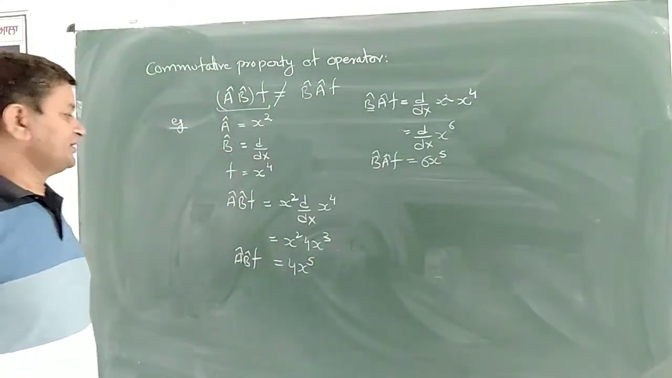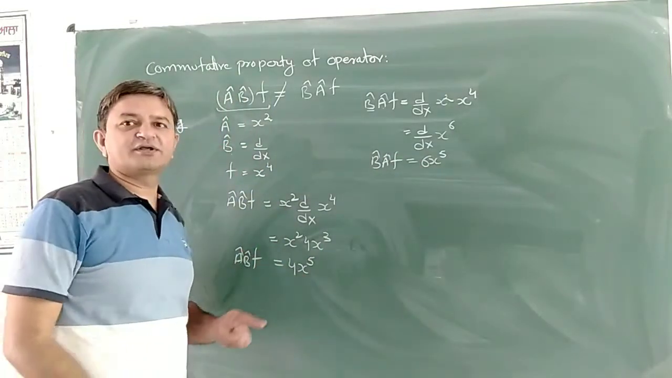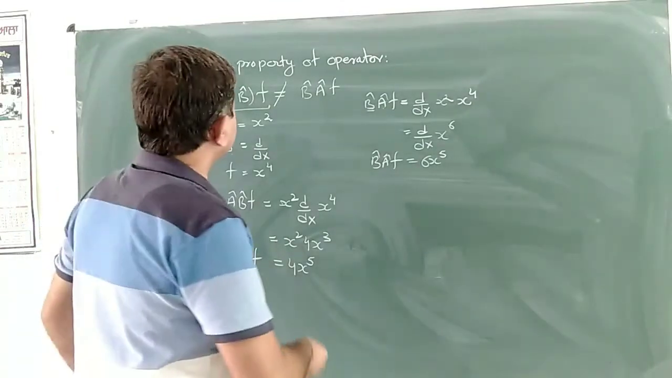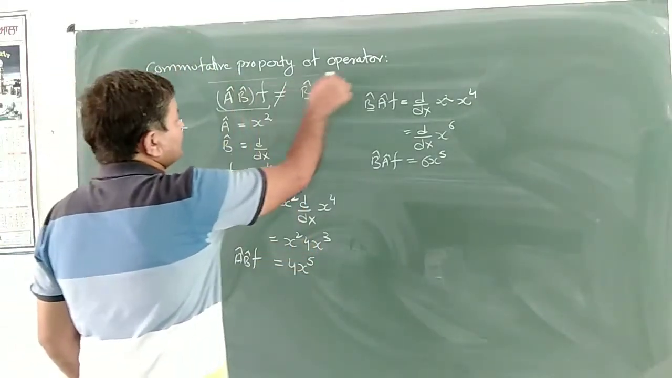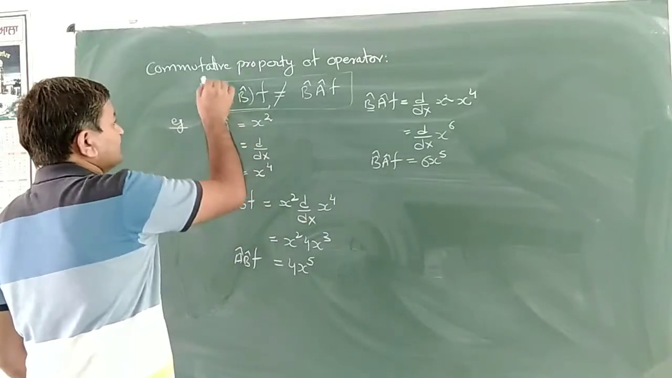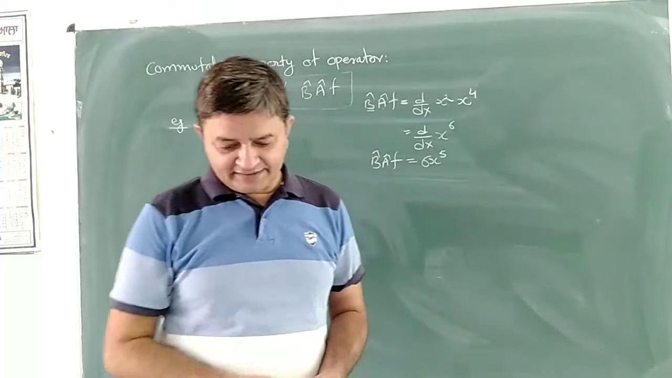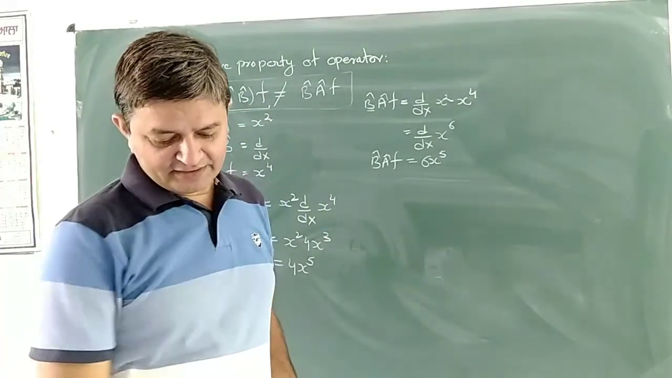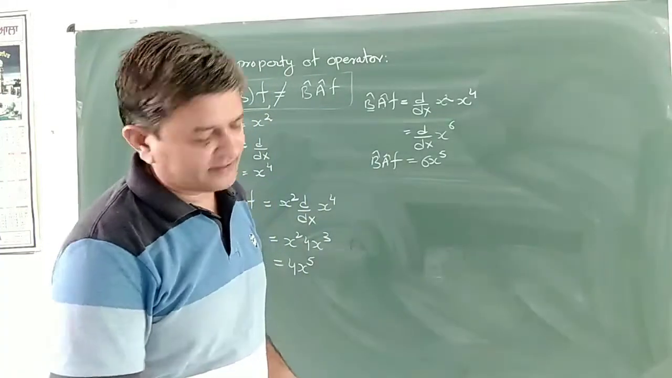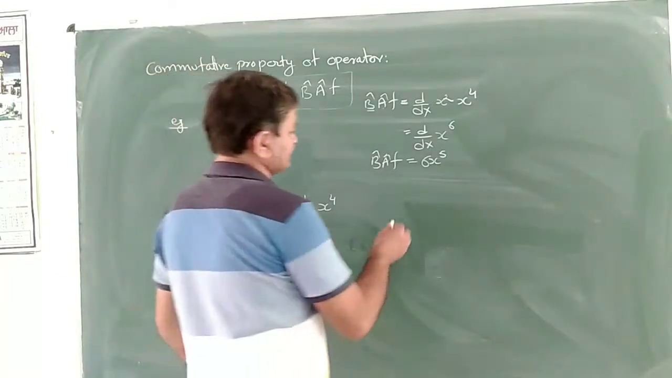That means to say that these two operators do not commute with each other. So we can say that these two operators do not commute with each other. So this is one of the property of the commutative operator. And साथ में ही है कि अगर commute कर सकते हैं तो therefore what is that example?